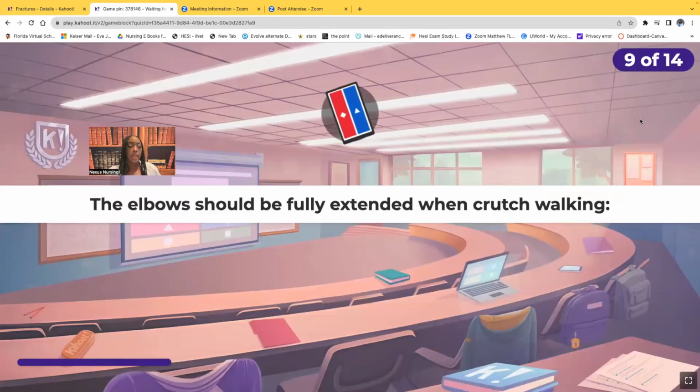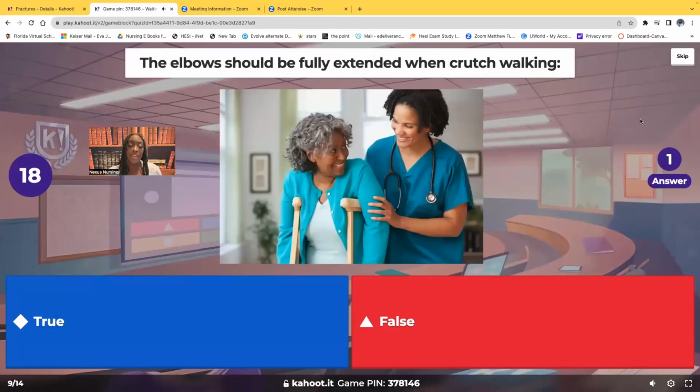True or false? The elbows should be fully extended when crutch walking. Is this true or is this false?